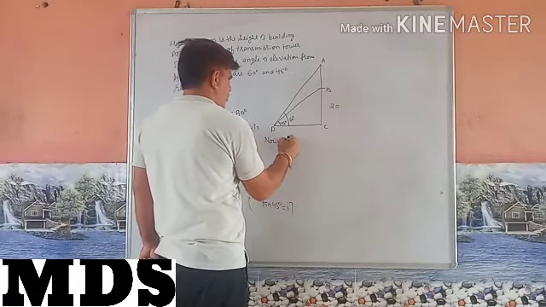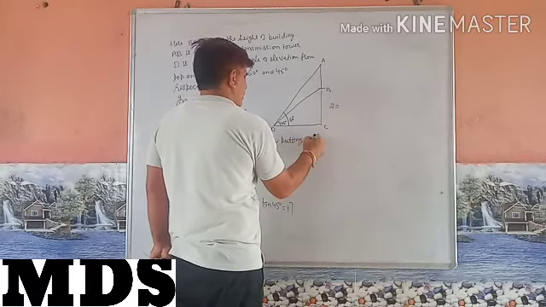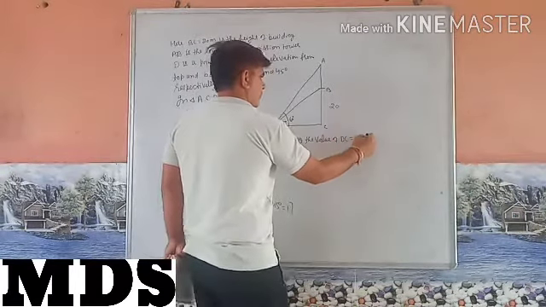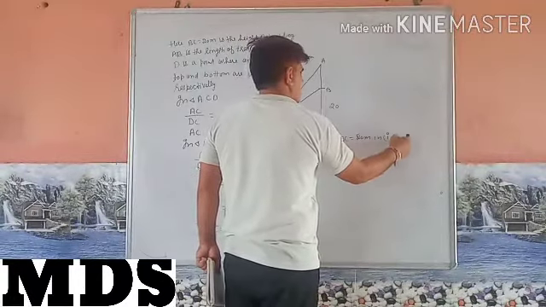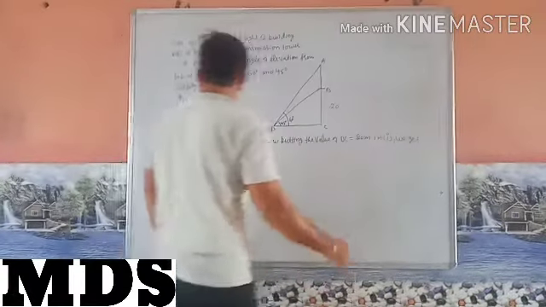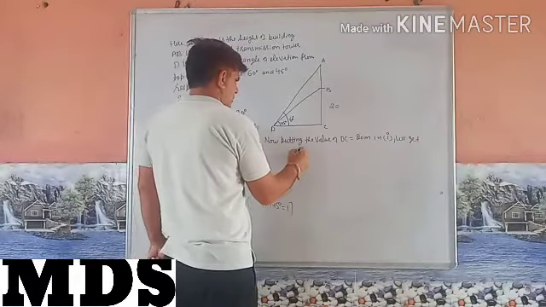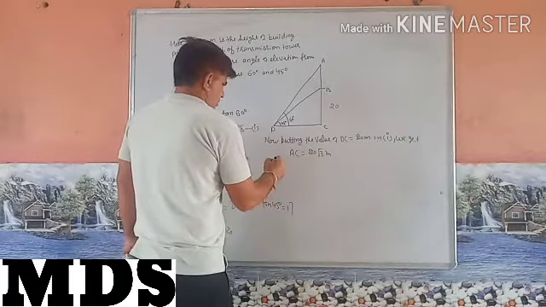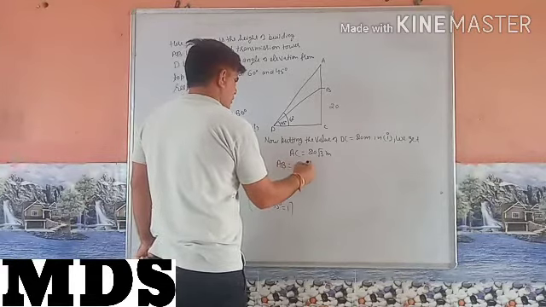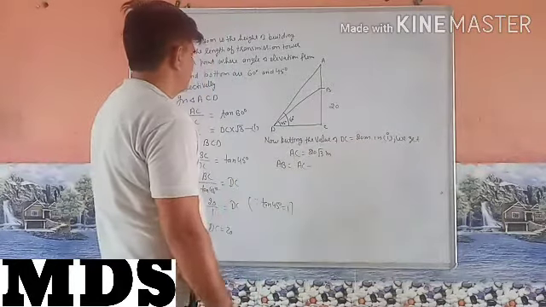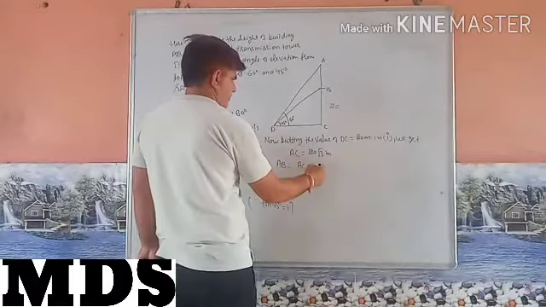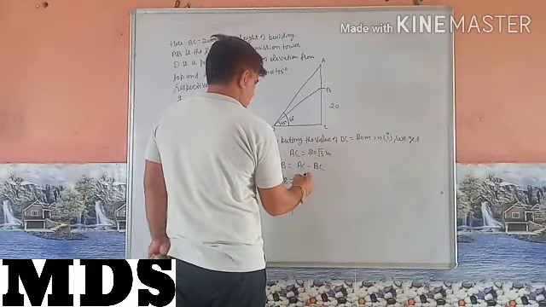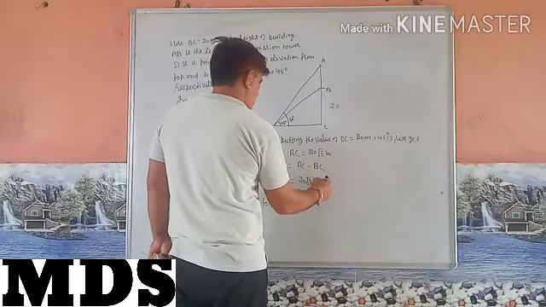Now, putting the value of DC equal to 20 meter in first, we get AC is equal to 20 under root 3 meter. AB is equal to AC minus BC. So AB equal to AC, AC is what? 20 under root 3 minus 20.